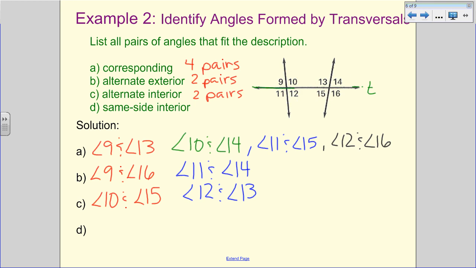One last set. We need our same side interior. So if we look, I'm looking inside. So it's 10, 12, 13, and 15. I'm going to start with 10. I need to be on the same side and still in the interior. So angle 13 is on the inside and it's on the same side. So it's angle 13. If we look at angle 12, it's on the inside and the same side is angle 15.